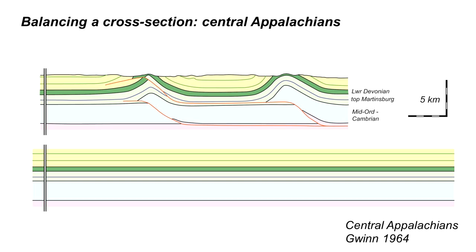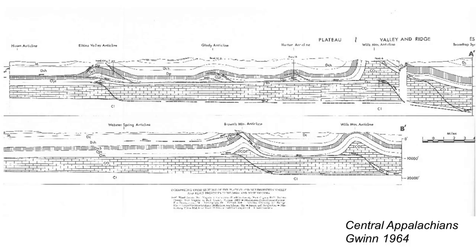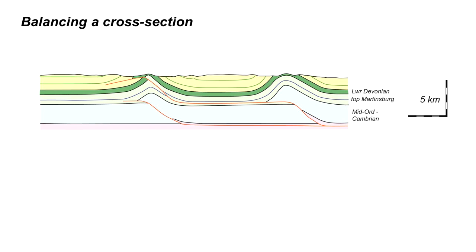by Gwynn from 1964. These are his diagrams, and we'll be looking at the lower of the two cross-sections we can see here. At the end of this presentation, I'll say a few words about Gwynn and this paper. But for now, let's go back to the coloured version. Notice the scale on the right, and we'll talk about the stratigraphy in a minute.